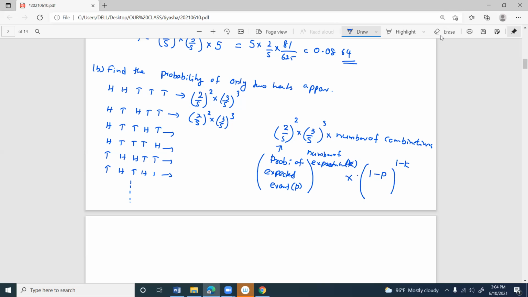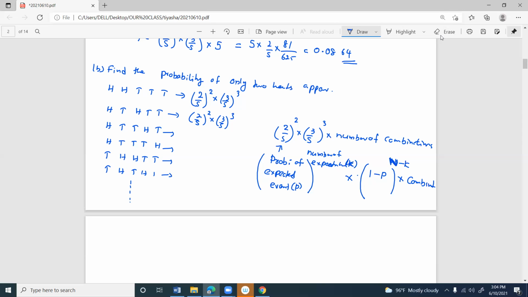Sorry, not 1 minus k. It should be the total number n minus k. Then into the number of combinations. That's for the combinations. Then let's go ahead with this.